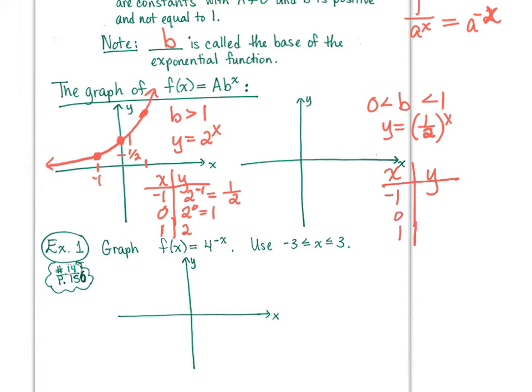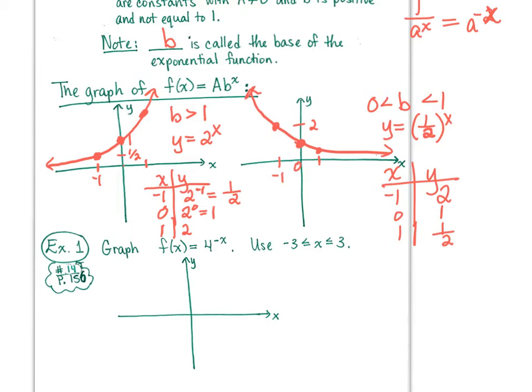What did you get for y when x is -1? 2, good. 0, 1, 1, 1/2, very good. So you plot -1, go up 2, then you had 0, 1, and then you had 1, 1/2. Does it ever cross the x-axis? No, very good. So that's your graph. Notice that it's decreasing here.